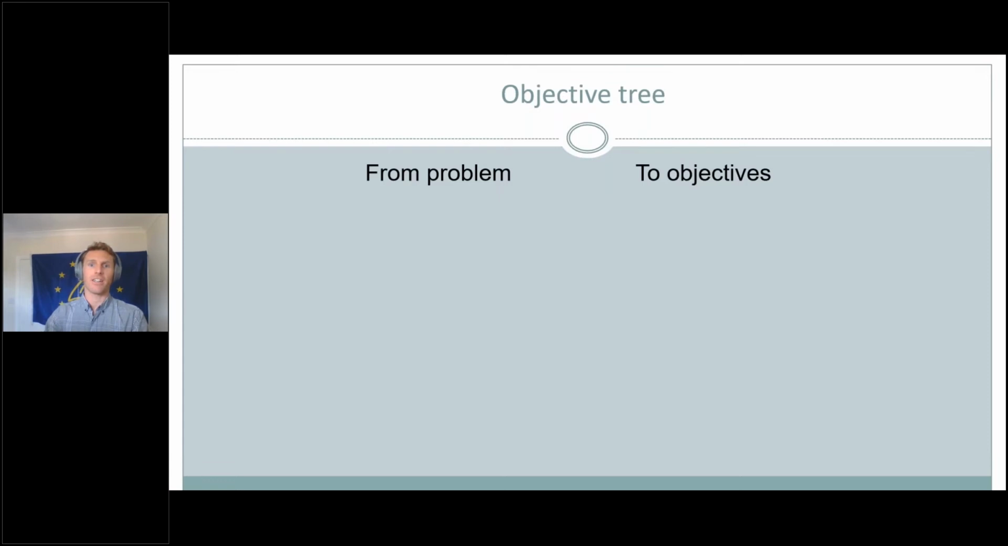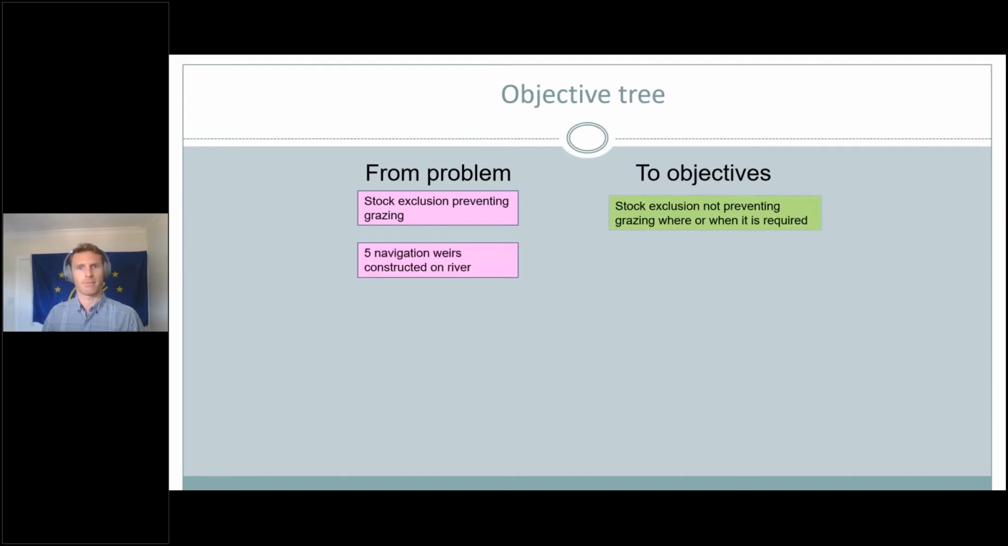So having identified a huge range of causes of the problem, you now become more positive and define your objectives. Each negative cause becomes the positive situation you want to realise.